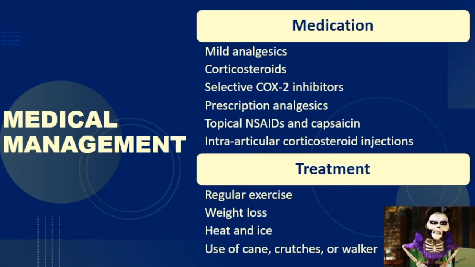So again, class, for the medications, you can have your mild analgesics, then your corticosteroids, because we're talking about inflammatory problems. Again, the selective COX-2 inhibitor, and not the generalized or non-selective COX inhibitor. Then, as I have mentioned, the prescription analgesics would involve the use of tramadol and opioids. But if you would like to follow the WHO's ladder for pain management, of course, class, we start first with the mild analgesics before we proceed with analgesics such as tramadol or opioids.